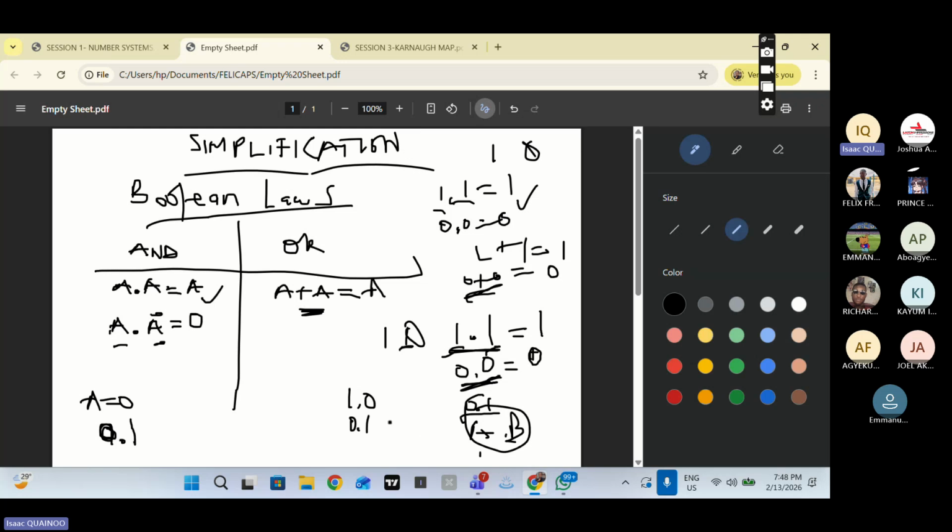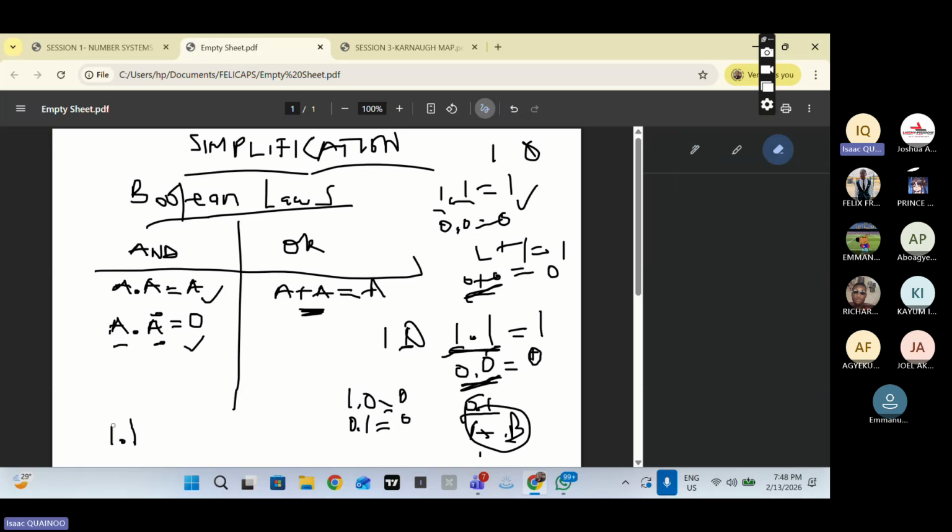Okay, so if you have these two scenarios, 1 and 0, we know AND only returns true if both inputs are true. So automatically this will be false. This will also be false. So this law here is also perfectly justified. Please, do you all agree with it?